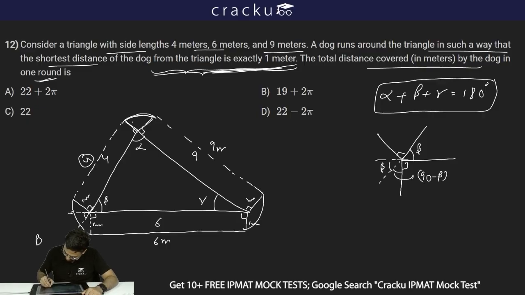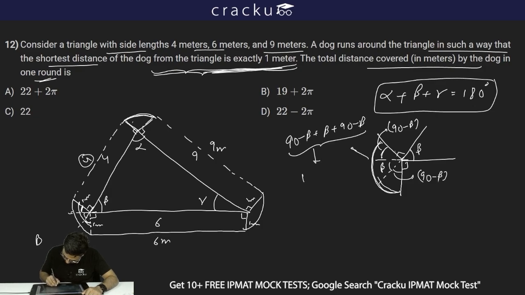90 minus beta, and if this is beta, this will also be 90 minus beta. So the sum of this entire angle: this angle is 90 minus beta and this angle is 90 minus beta as well. So this full angle will be equal to 90 minus beta plus 90 minus beta. So this will be equal to 180 minus beta.